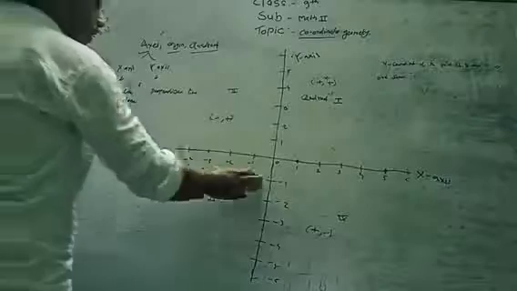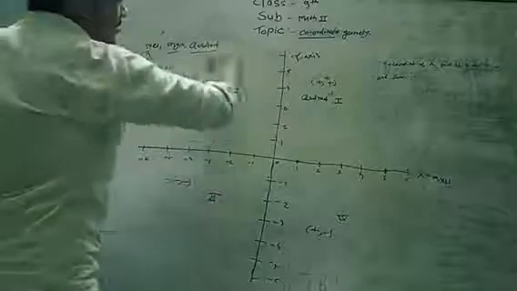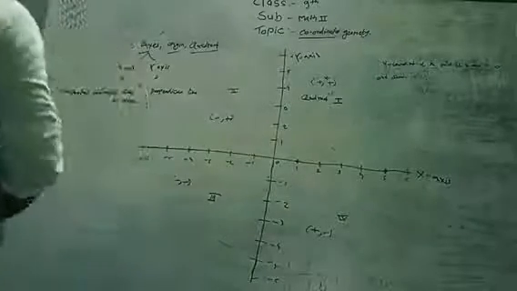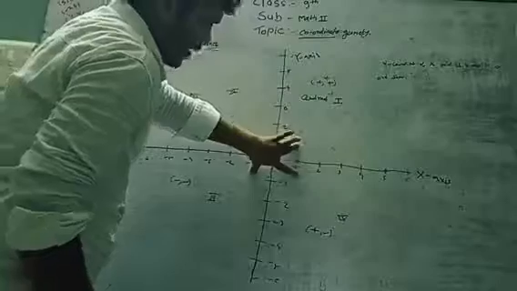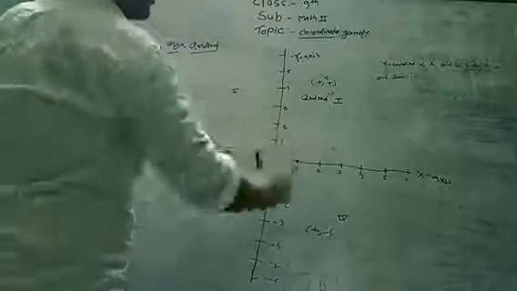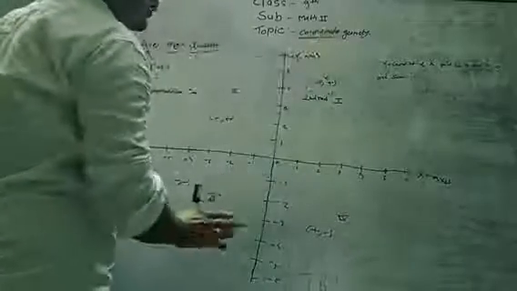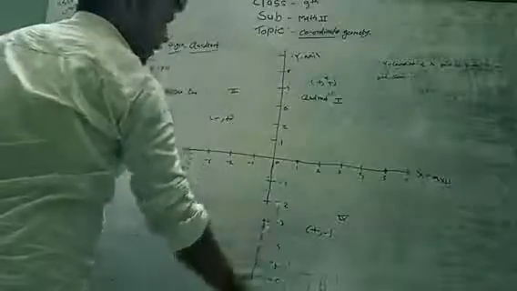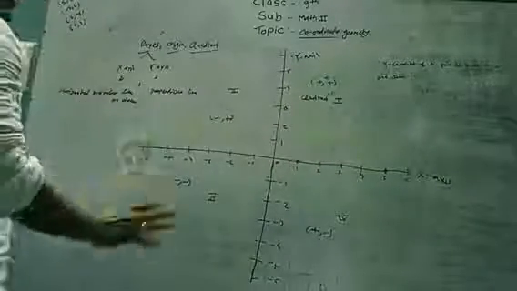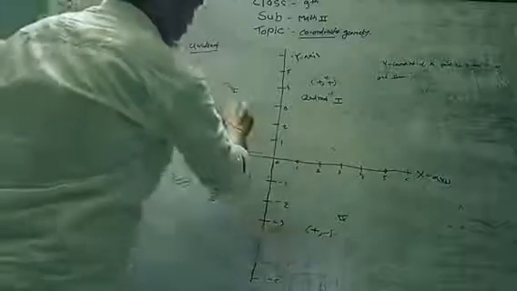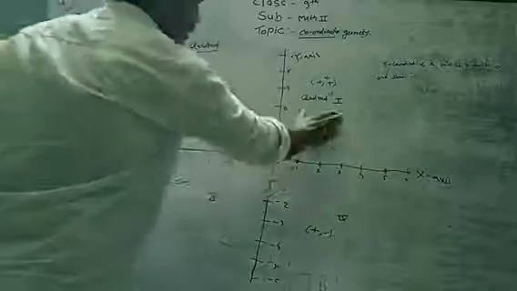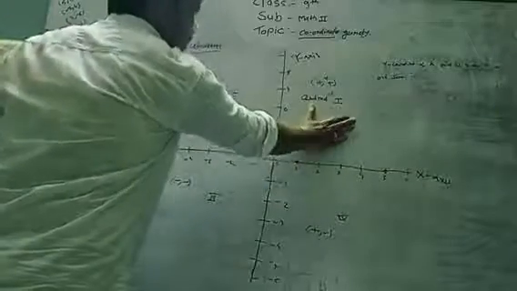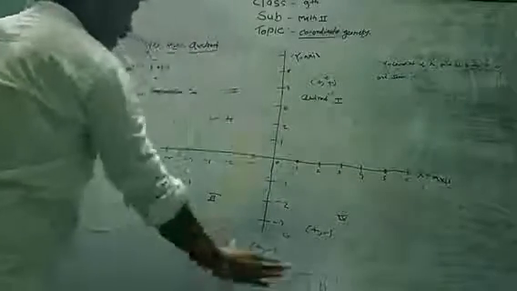Now quadrants. What is a quadrant? Consider this is the whole plane, and we have drawn the x-axis and the y-axis. Because of these two axes, consider this board as one single plane. When we draw the y-axis and the x-axis, the plane becomes four parts: 1, 2, 3 and 4. These parts we call quadrants: the first quadrant, second quadrant, third quadrant and fourth quadrant.